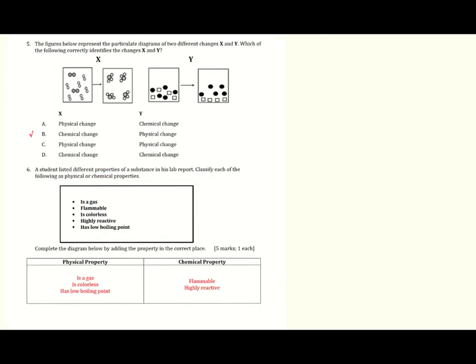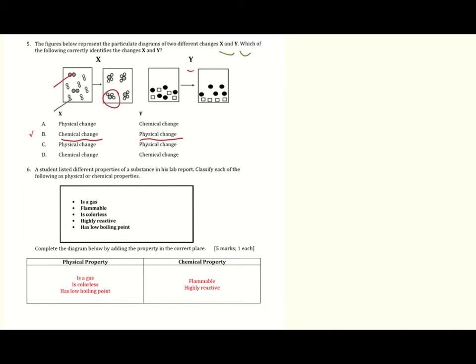The figure below represents particulate diagrams of two different changes, X and Y. Which of the following correctly identifies changes X and Y? X is a chemical change, right? Because I have here two elements, this one type of element and this is another type of element. They make a new compound, right? So the first one here is a chemical change. Y is just a rearrangement of particles. Particles stay the same without any change in composition. So Y is a physical change.